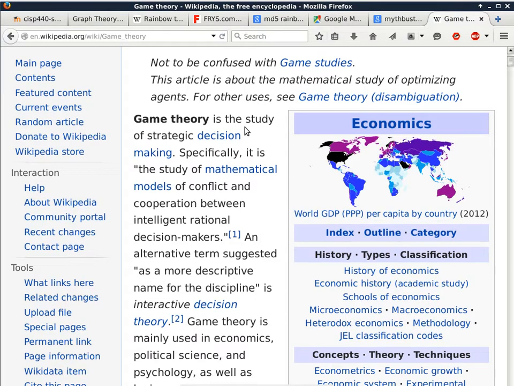Okay, game theory is the study of strategic decision making. Specifically, it is the study of mathematical models of conflict and cooperation between intelligent, rational decision makers. And in a board game, like a game of chess, it falls into this category. Is that okay so far? And there are special techniques for game theory that I'm not going to talk about in this class. But I will give you the name of one of these techniques. It's called alpha-beta pruning.